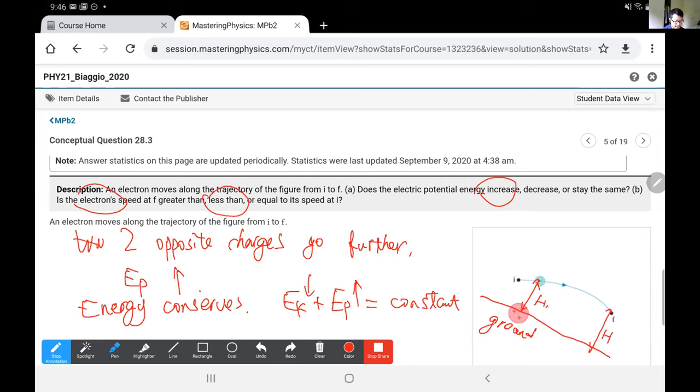And the height at I is smaller than the height at F. So that means this charge goes up. If the charge goes up in gravity, the gravitational potential energy increases. So it's the same idea. If they attract each other, and you move further, then you have to input more energy. Then the potential energy increases. Okay, this is number 5.